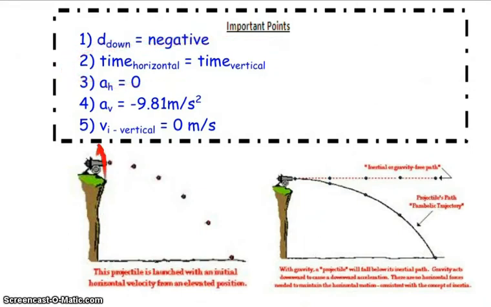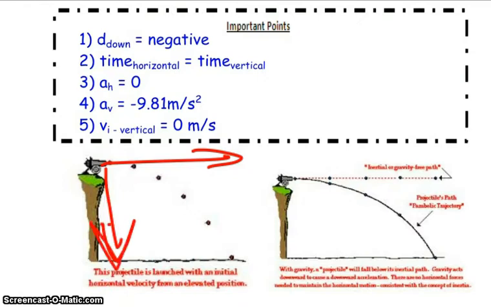So it travels this way the same amount of time it travels this way. So your time is the same. So if you know your horizontal time, you know your vertical time. And that's a key point. You're almost always going to have to solve for time and then link them together.